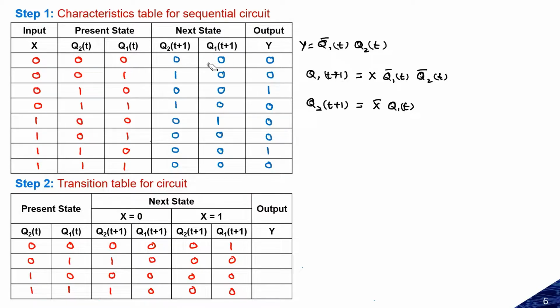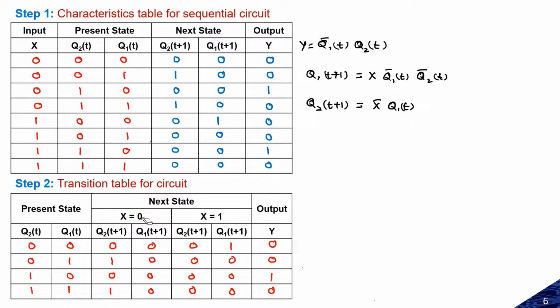Now let us talk about the y. If we see here, y is replicated like this one, 0010 and 0010. For both the cases, I am getting the same kind of output. So I will simply write 0010. So this is the output table, and this is how the transition table is made with the help of the characteristics table. See, the transition table is nothing but a different kind of representation of the characteristics table for two different cases of the input.